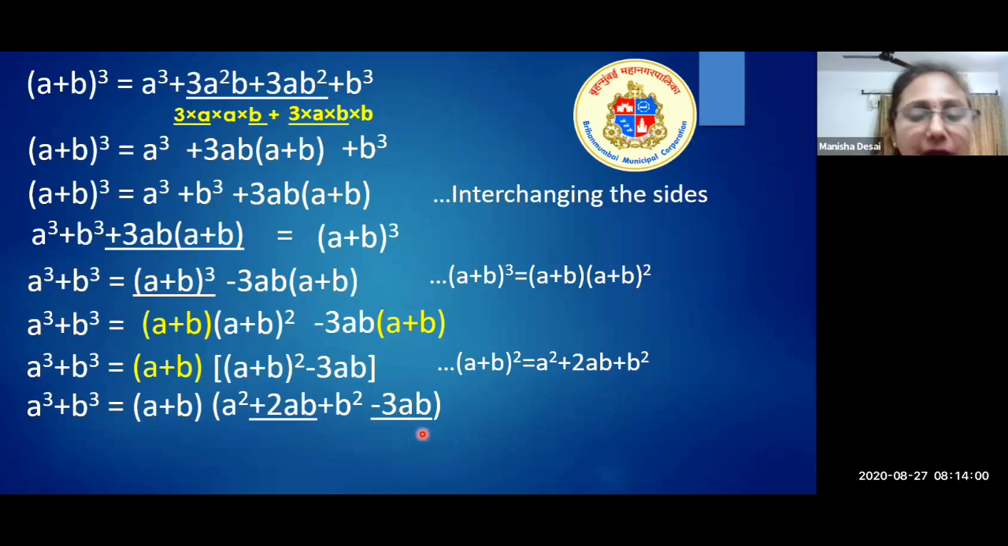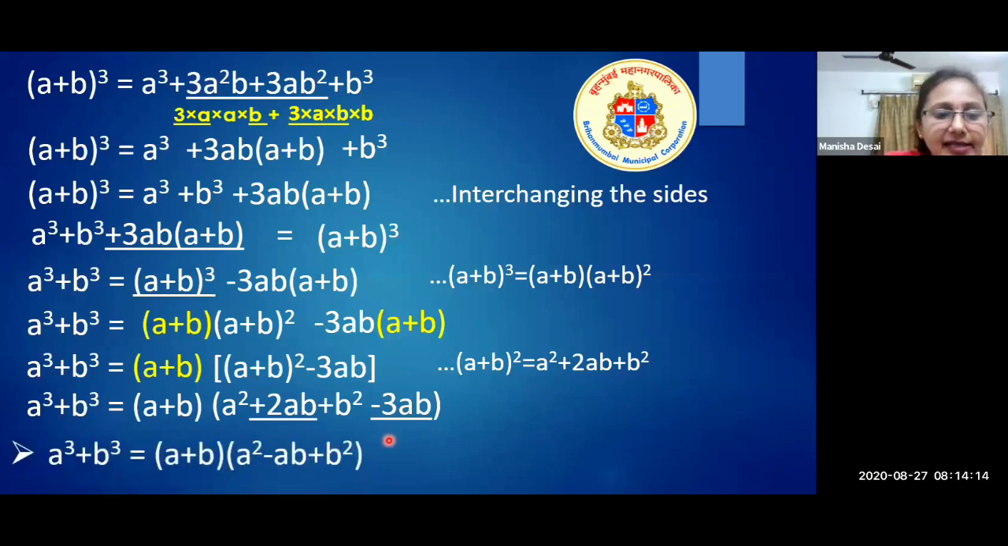What will be the answer? Plus 2 minus 3. Yes, minus 1. Very good. Plus 2ab minus 3ab is minus 1, that is minus ab. So we are going to write this as (a plus b) into bracket a square, this plus 2ab minus 3ab will become minus ab, and plus b square. So we can say that a cube plus b cube is equal to (a plus b) into bracket a square minus ab plus b square.